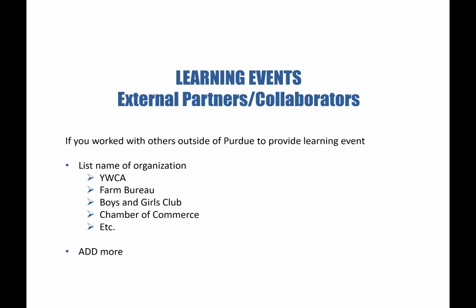So if you have an event coming up and you do some planning with the Farm Bureau, and together the Farm Bureau and Purdue Extension put on this particular event, you want to document that they were your external partners for this process. So whatever the organization is, you're going to identify that organization. We don't necessarily need the individual's name. We're looking for the organization, agency, corporation that they might be represented.